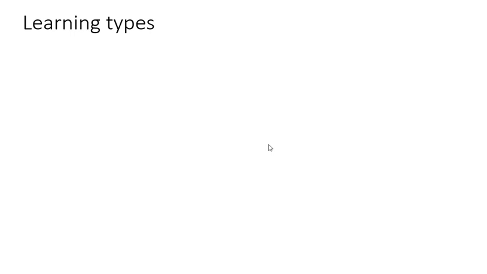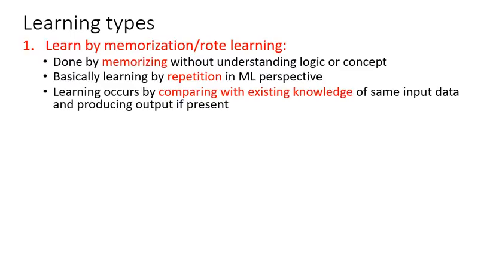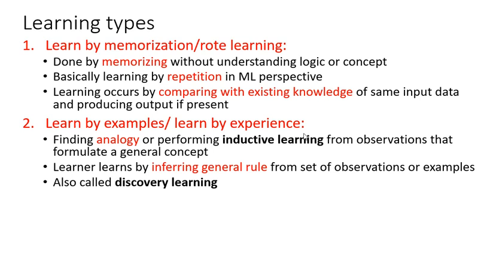Now coming to the learning types, there are different types of learning. The first one is learning by memorization, which we also call rote learning, where memorization is done without understanding the logic or concept. So basically the learning here is by repetition. Learning can also happen by comparing with the existing knowledge of the same input data and producing the output if present. So this is called learning by memorization or rote learning.